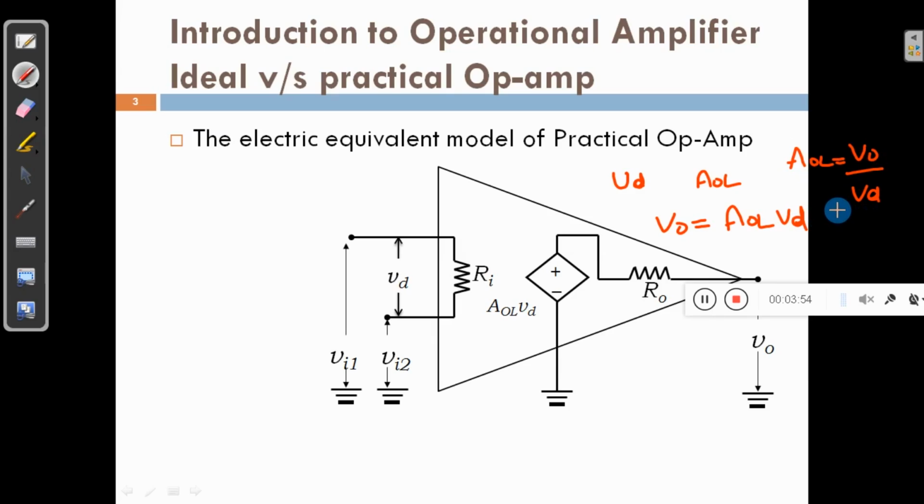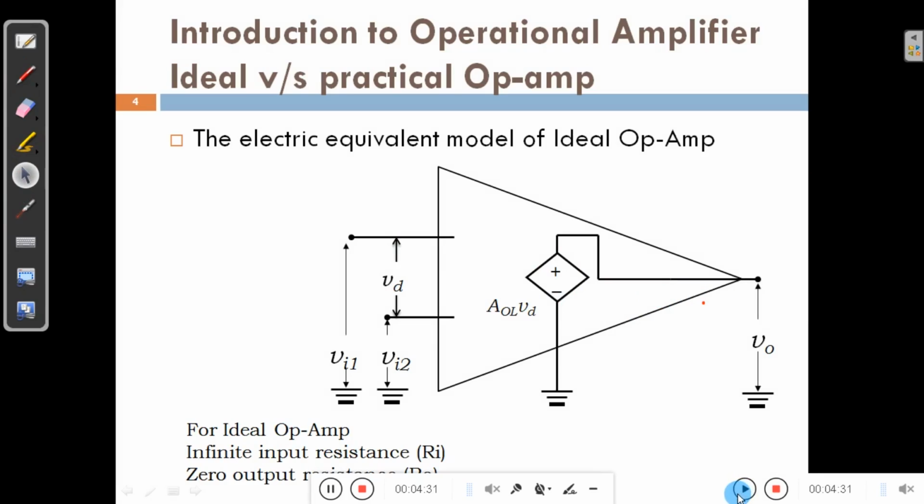When I represent open loop gain, that means the case where we are not connecting the output as feedback to the input. When we don't connect anything from output to the input, it is called open loop gain. Here this is the amplification block with open loop gain AOL, and R0 is called the output impedance.